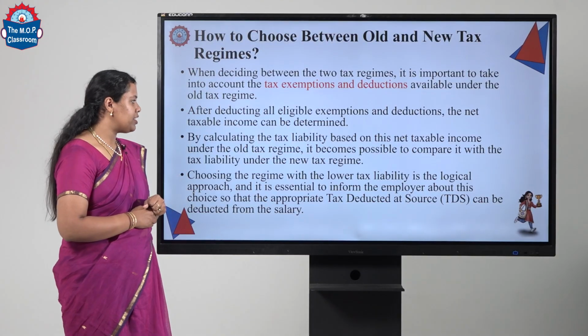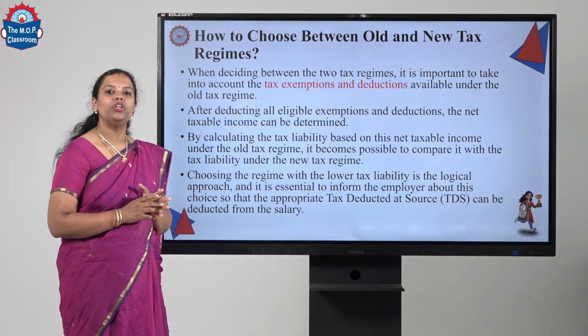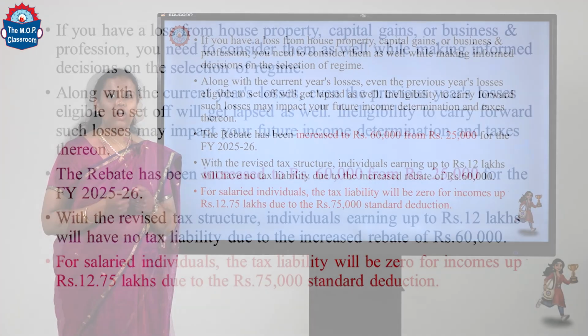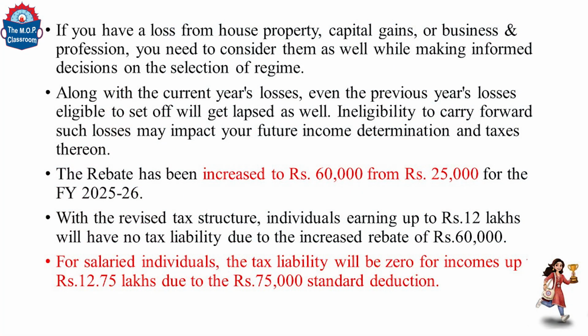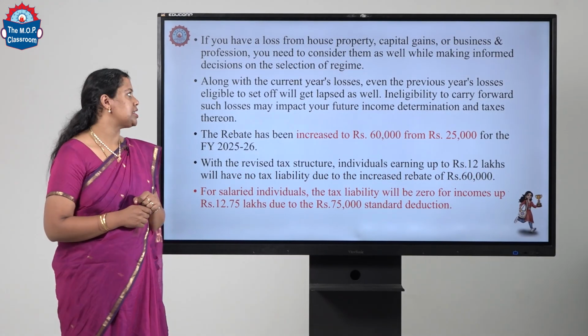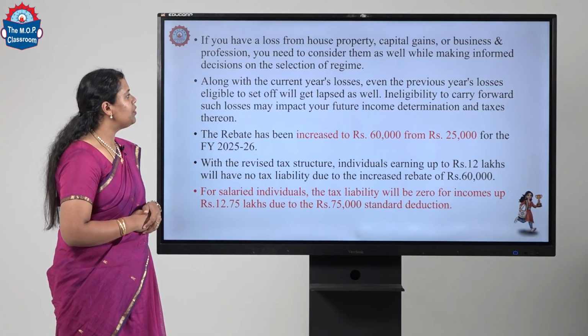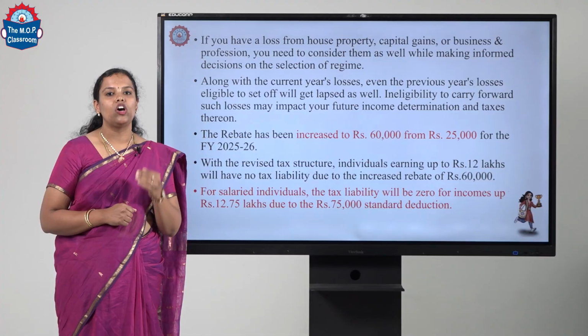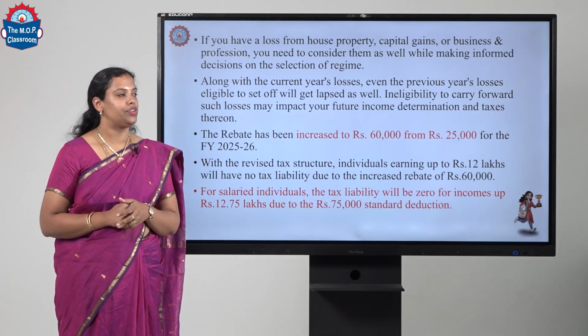In order to choose the regime with a lower tax liability, you need to inform the employer. Based on that, the TDS calculations will be made here. Along with others, you also need to assess the loss you are incurring from house property, the gains you are receiving from capital assets, and any kind of business income. With that, we'll have to look into the previous year losses that you have carried forward. Usually, the losses can be carried forward for 8 subsequent years.